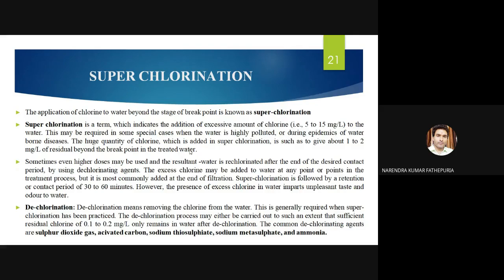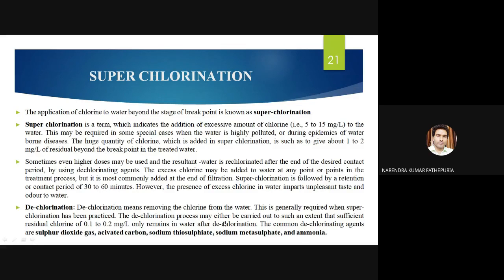The huge quantity of chlorine is dissolved and added in a superchlorination process. Dechlorination is required if an excess amount of chlorine is present in water; removing the excess free chlorine, the residual chlorine present in the water, is called dechlorination. So dechlorination means removing the chlorine from the water. This is generally required when superchlorination has been practiced, so generally both processes go together, superchlorination followed by dechlorination.